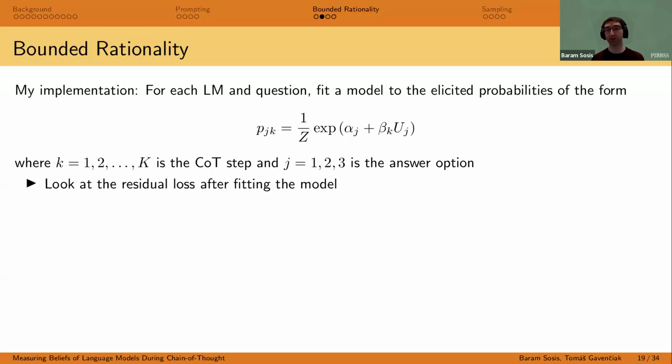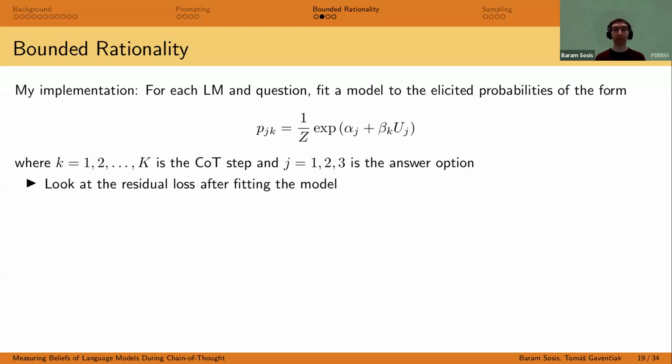What I'm doing is trying to fit a model of this form to the data that we get from prompting. We've got all of these probabilities for each step of the chain of thought that we got from prompting the model, and I'm going to fit a model of this form. Sorry, model is an overloaded term here. I'm fitting this equation to the probabilities that we get.